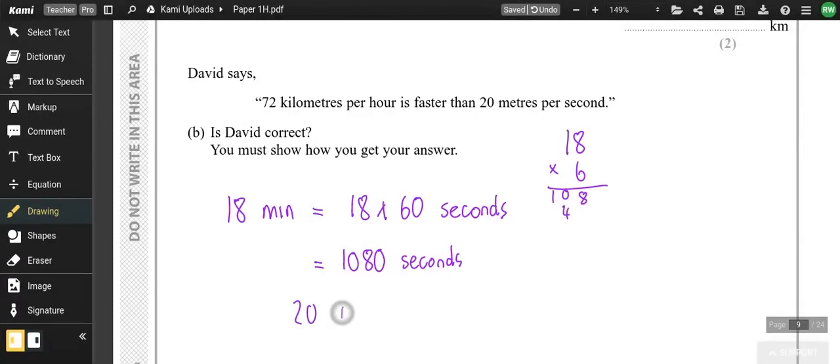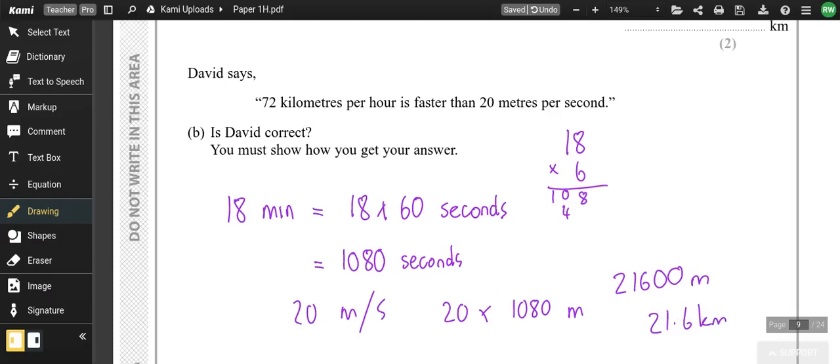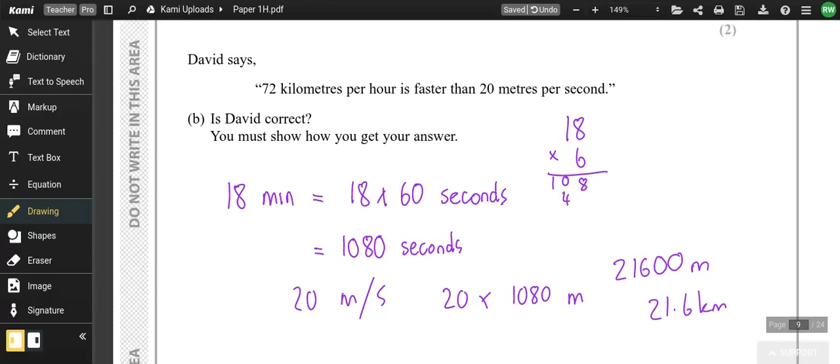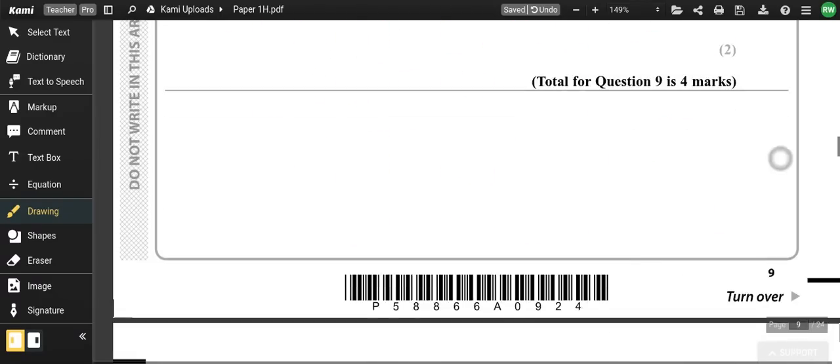If they're traveling at 20 meters per second, that's 20 times 1080 meters. So we're going to double 1080 and get 2160, and then times it by another 10 is 21,600 meters, which in kilometers, if I divide by 1,000, is 21.6 kilometers. So if you travel at 72 kilometers per hour or 20 meters per second, you go the exact same distance. So in fact, 72 kilometers per hour is 20 meters per second. So David is incorrect.